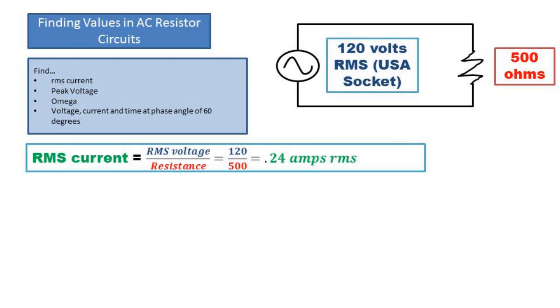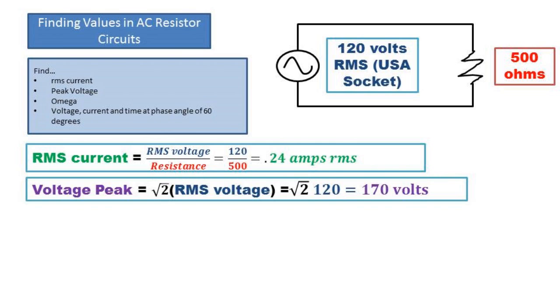The RMS current can be found by rearranging Ohm's law to be V over R. So if we take our 120 volts over our 500 ohms, we get 0.24 amps. Now we need to calculate the peak voltage. The peak voltage can be calculated by taking the square root of 2 times the RMS voltage. So if we take the square root of 2 times 120, we get 170 volts for our peak voltage.